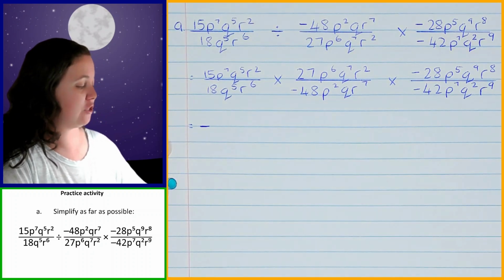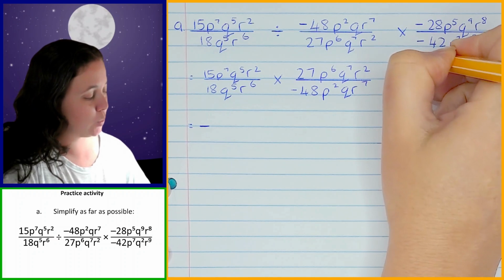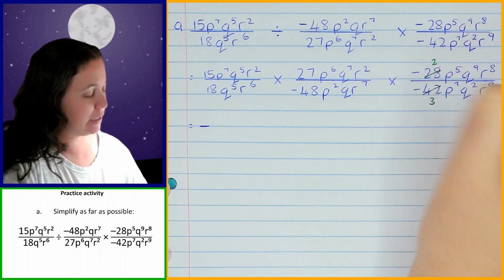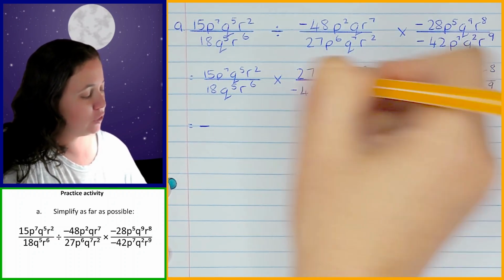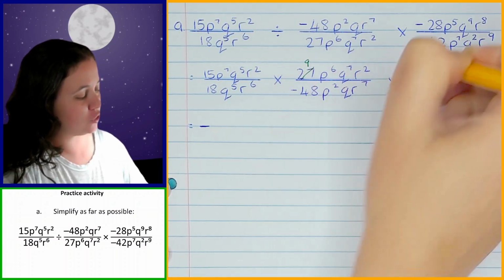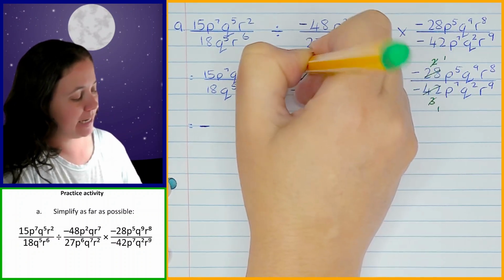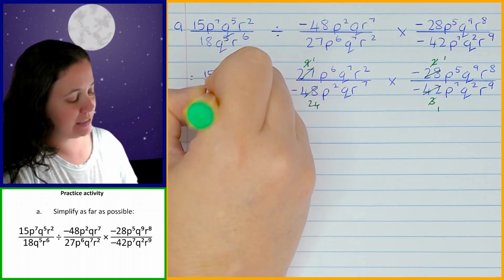Then for my coefficients, over here, 14 goes into 28 twice, and 14 goes into 42 3 times. Then 3 goes into 3 once, and 3 goes into 27 9 times. 2 goes into 2 once, and 2 goes into 48 24 times. 9 goes into 9 once, and 9 goes into 18 twice.